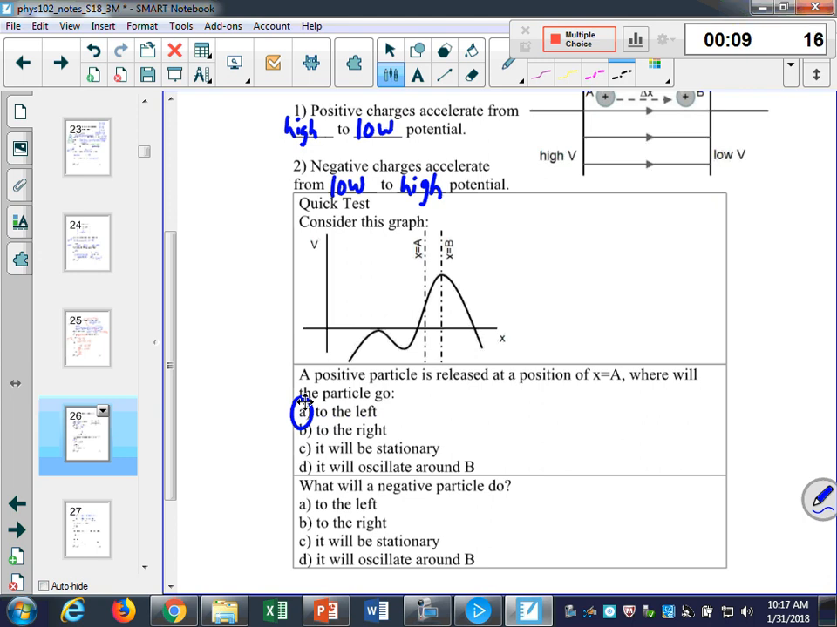Negative charges move from low to high. So what does that make it do? We let it go at A. Yeah, you let it go at A. And what does it do at point A?